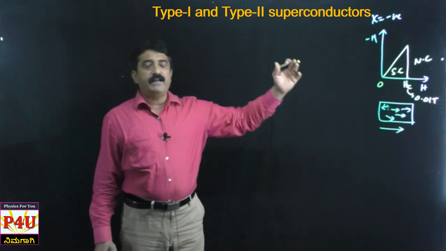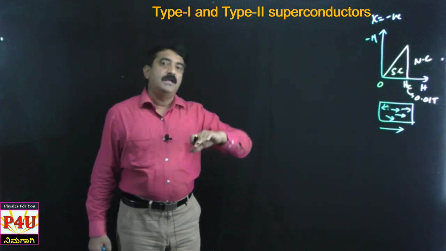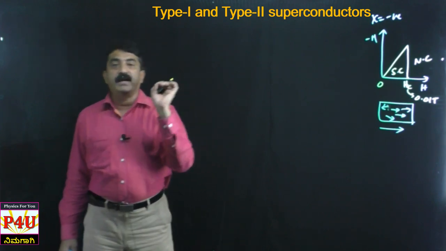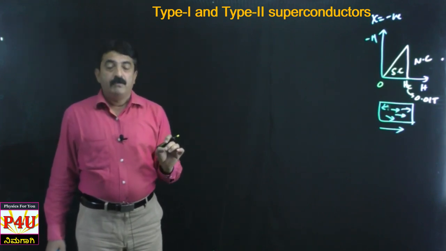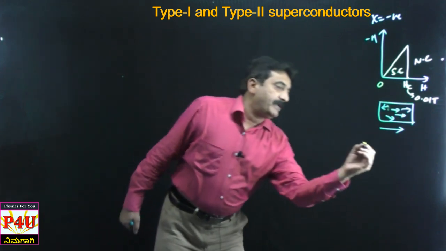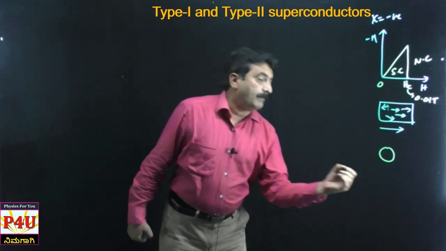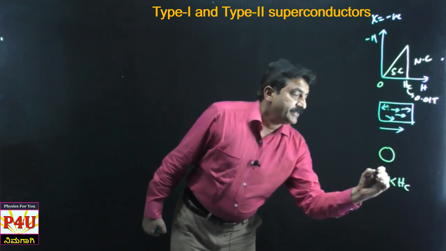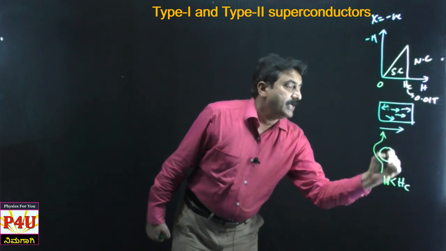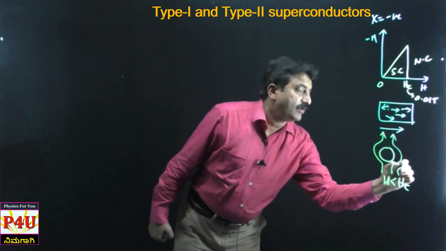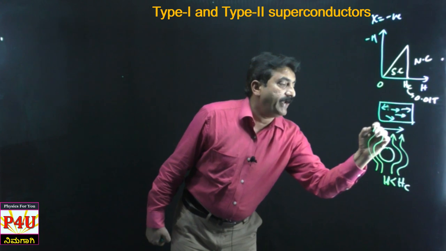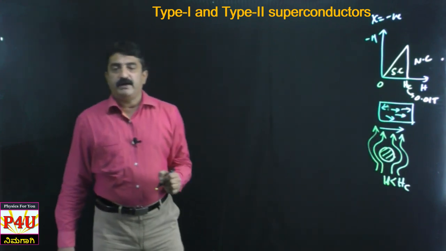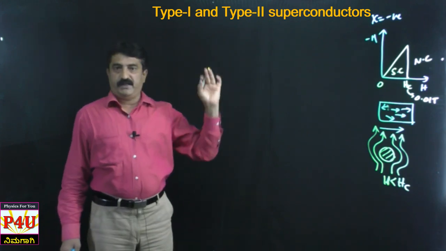If you apply the magnetic field beyond 0.01 Tesla, it will convert into normal conducting form. So aluminium is a type 1 superconductor. If I take a piece of aluminium, and the applied field is less than the critical field, then the magnetic lines will be going like this. This is what is known as the Meissner effect. Lines cannot enter into the specimen. So type 1 superconductors exhibit perfect Meissner effect.